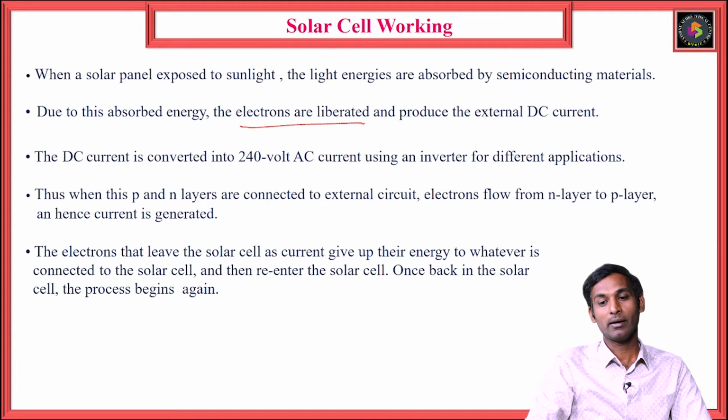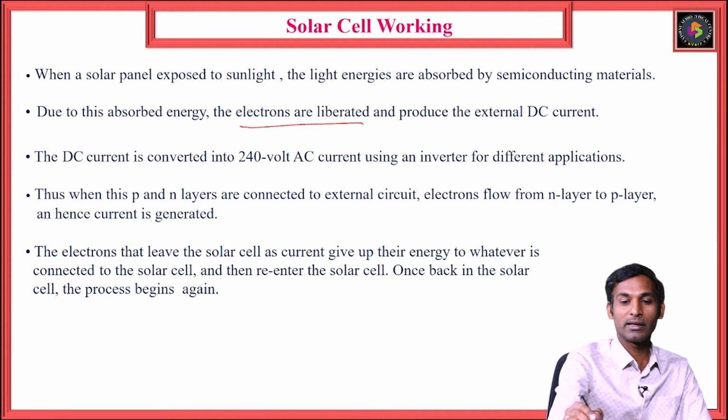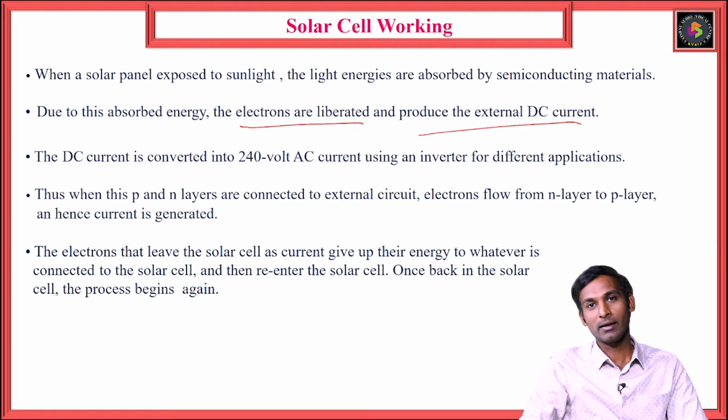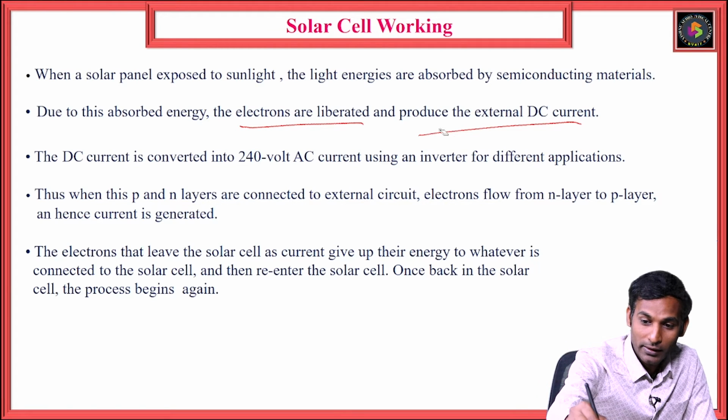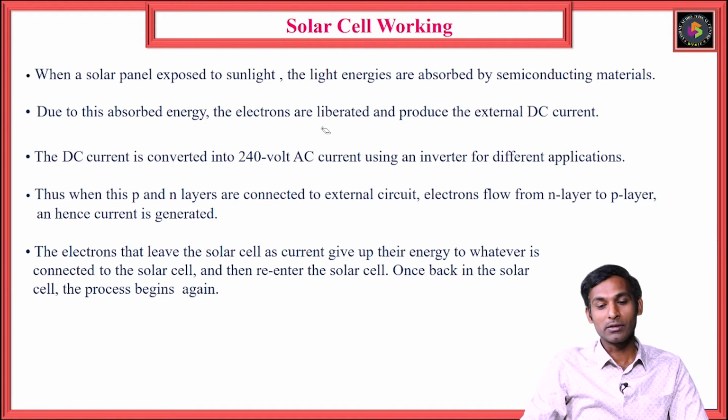When the electrons are liberated, it produces the external DC current. That's why, in the forward bias condition, the potential barrier is eliminated altogether, and only then will current start flowing. Okay. So, here the DC current is converted into 240 volts AC current using an inverter for different applications. For the construction, we arrange different layers of p-type and n-type layers.